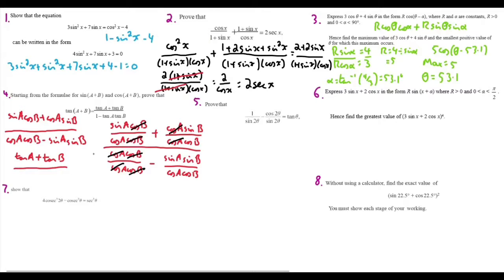Then on the bottom, if all of these are cancelled with each other, that just leaves you with a 1, and then minus this sine A sine B over cos A cos B, you can think of as sine A over cos A times sine B over cos B. So sine A over cos A is tan A, and sine B over cos B is tan B. We have now ended up with the fraction from above.